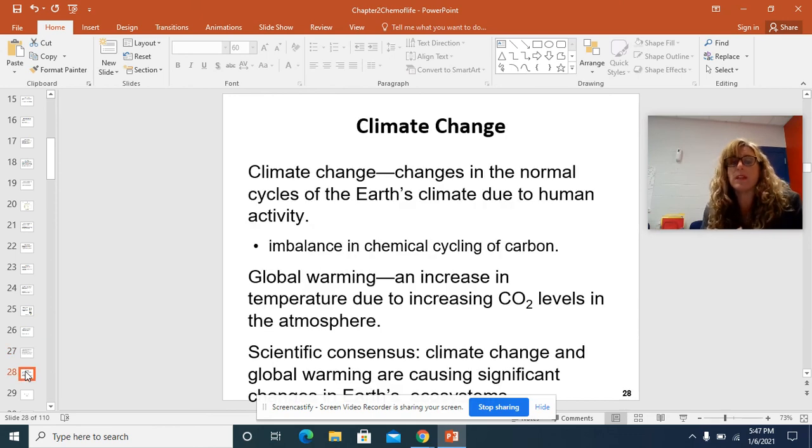And then with climate change, it's changes in the normal cycles of Earth's climate due to human activity. And global warming is just your increase in temperature. And the scientific community says that climate change and global warming are causing major changes in the Earth's ecosystems.